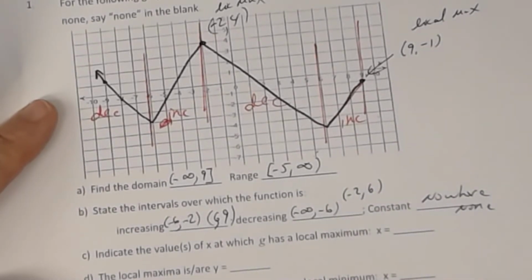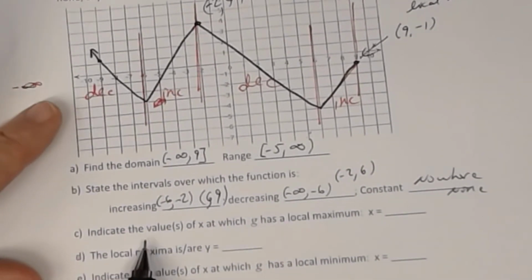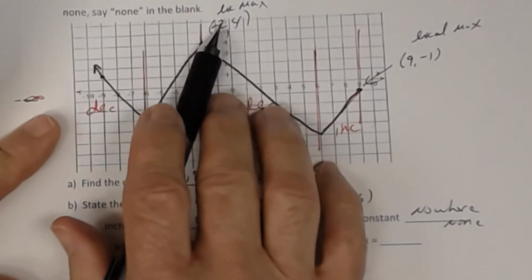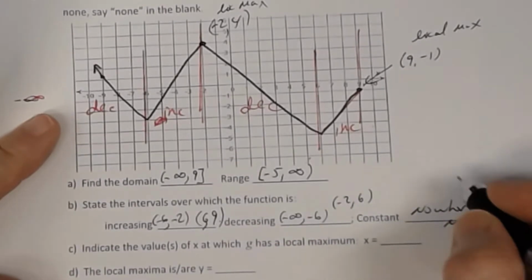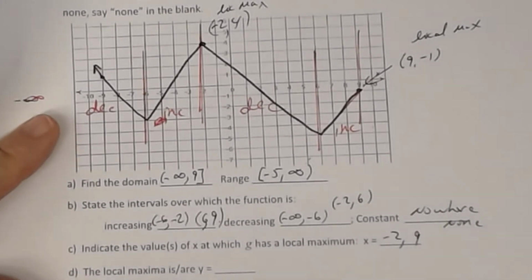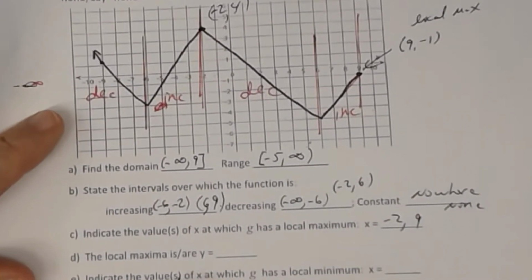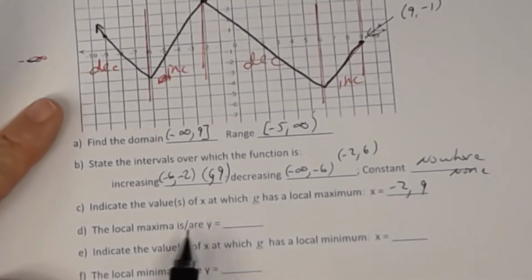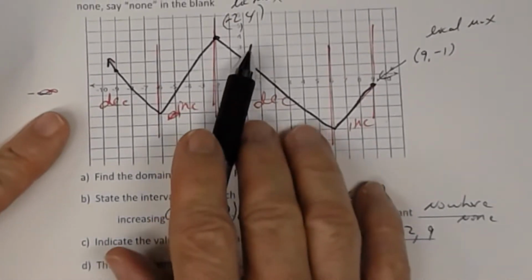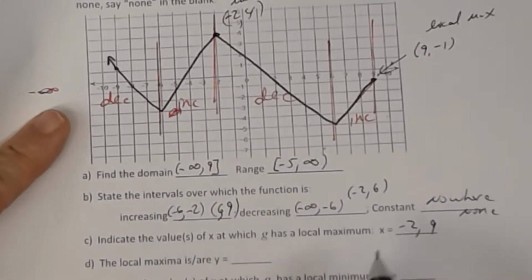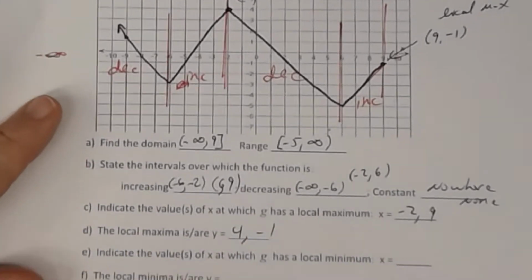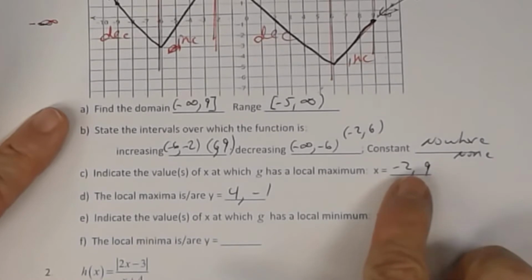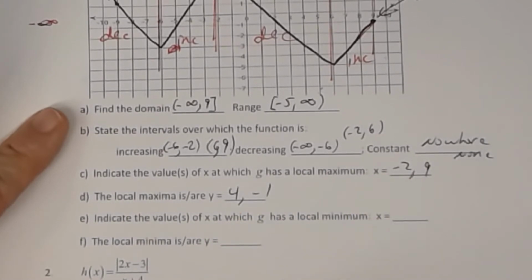All right. So indicate the values of x for which g has a local max. So x would be negative 2 and 9. Now over here, the local maximum values are always y equals. So what's the y value? It will be 4 and negative 1. So that's your y values, 4, negative 1. Don't put parentheses. If you put parentheses, that means you're indicating there's a point. So just leave it without parentheses. This is all you do.